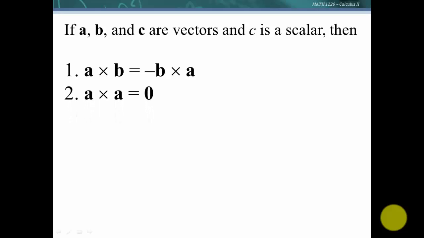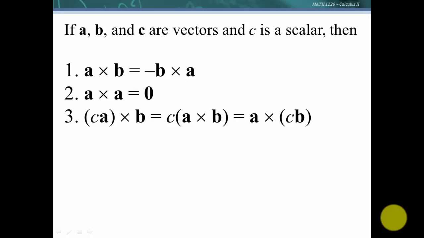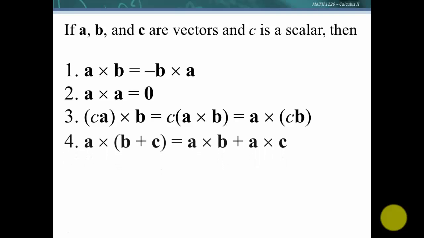If we have A cross A, first of all, A and A would be parallel vectors, and parallel vectors have a zero cross product. But we could set this up with a determinant, and when we did those smaller determinants, we would always get 0. So it's easy to write these out and see why these would be true. And here, if we have a scalar, we can multiply the scalar to one of the vectors first and then do the cross product, or we can do the cross product and multiply the scalar later. Again, easily seen by writing these out.